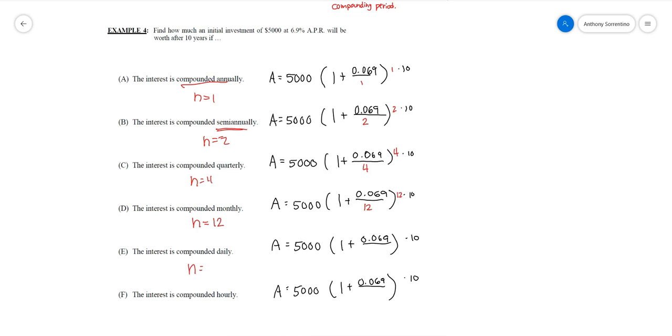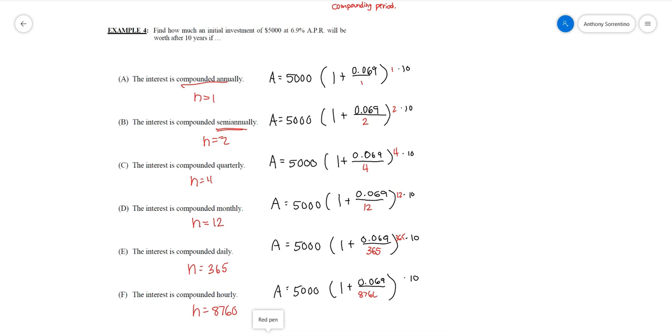Compounded daily, if you want to be overcritical you could say 365.25 because of leap year, but we'll just say 365. And compounded hourly, well, you have to figure out 24 hours a day for 365 days. That's 8,760. You're not going to see many problems asking you to compound hourly.